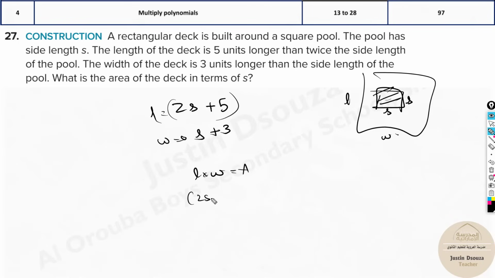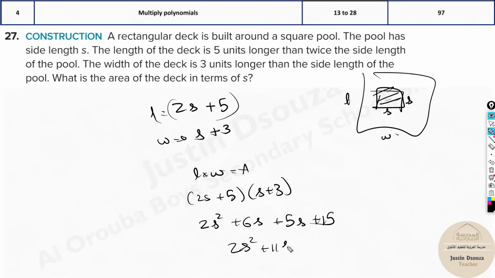So that is 2s plus 5, and over here you will have s plus 3. Multiply this, it will be 2s squared plus 6s plus 5s plus 15, and solving it, it will be 2s squared plus 11s plus 15. This is the total area, but you just want the area of the deck in terms of s. So subtract whatever is there, that will be minus s squared. So it's s squared plus 11s plus 15. So that is the final answer.